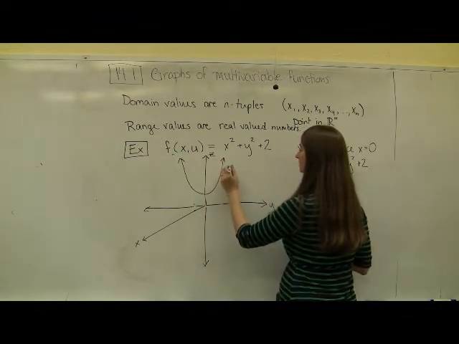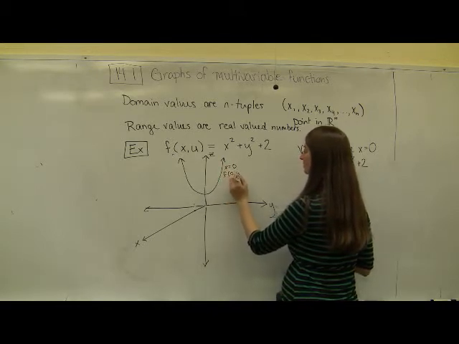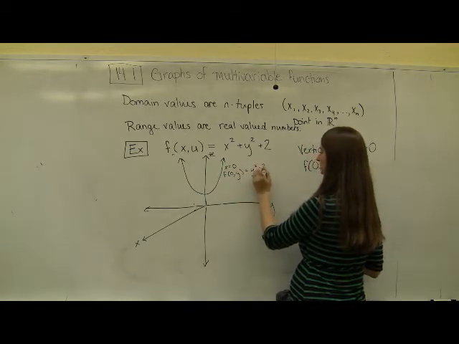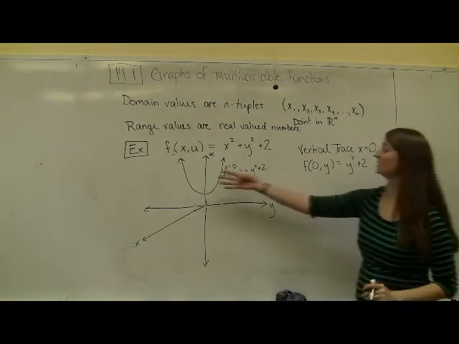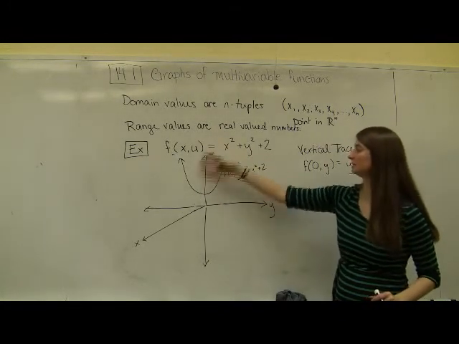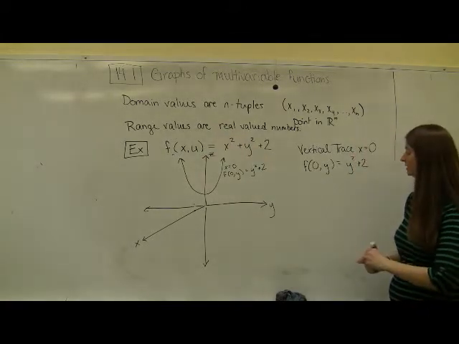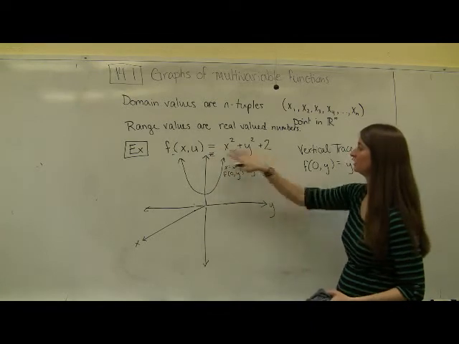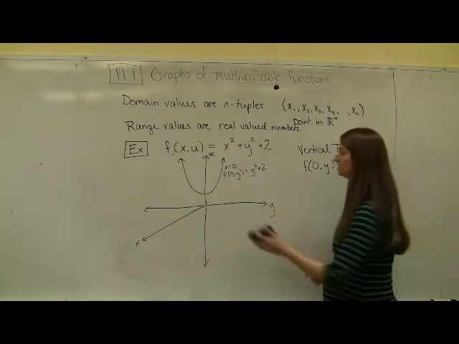So this is my parabola. This is my trace when x is equal to 0. It gives me f of 0, y is equal to y squared plus 2. And again, because this is a symmetric function, I would get a series of parabolas as well. Let's look at another tool for being able to explore what this three-dimensional shape would look like on our two-dimensional board.